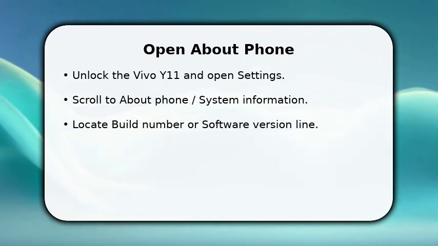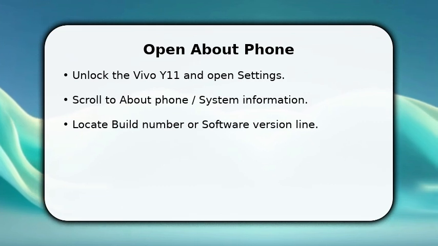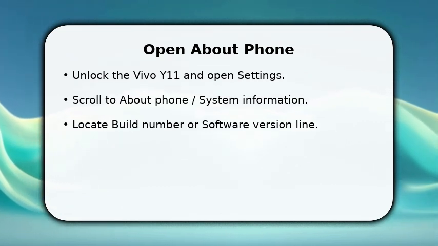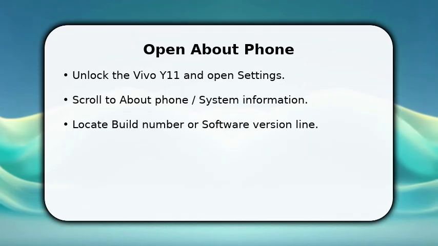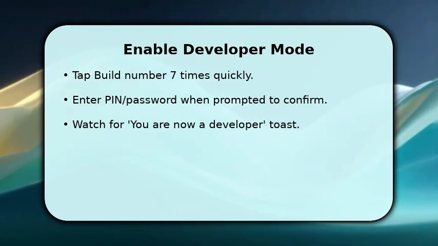Make sure your screen is active and you know your lock PIN or pattern, since the phone may ask for it when you reveal developer options. Once you locate build number, tap it rapidly 7 times. You'll see a countdown or a notification telling you how close you are.